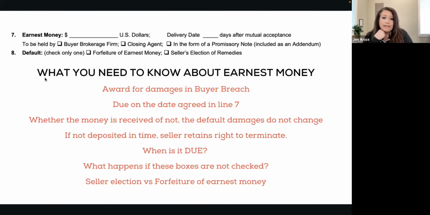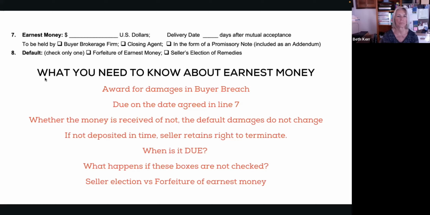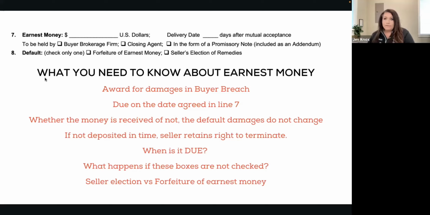And then number 8, in the event that there is a default, it's the predetermined outcome of what's going to happen. So the forfeiture of earnest money basically tells the seller that if the buyer breaches, the remedy for you is going to be this money that they've put up front. And then seller's election of remedies gives a broader view of some things that the seller could come back with besides just earnest money.